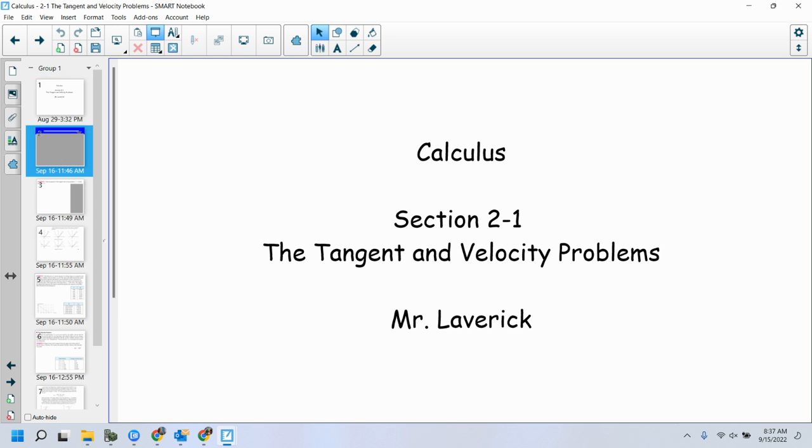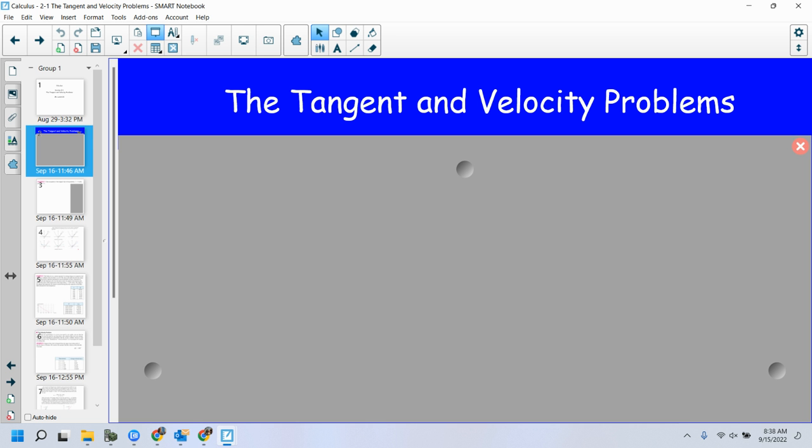We're going to be talking about 2 different types of problems today: the tangent line problem, and some velocity problems. And they go hand in hand. It might seem really weird that we're talking about tangent lines and then velocity. Those are very, very closely related, and you'll see why here in a second.